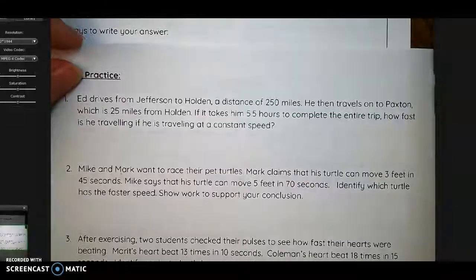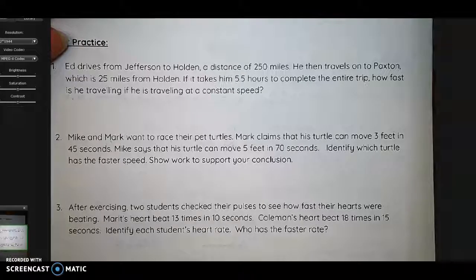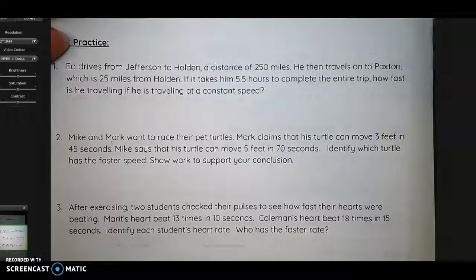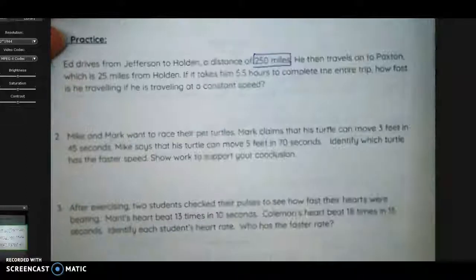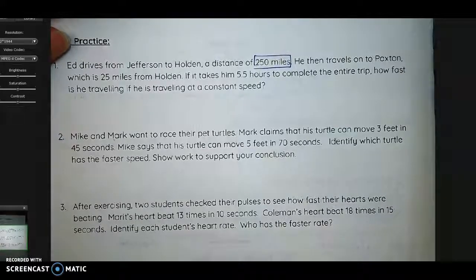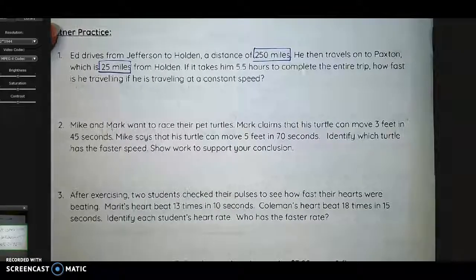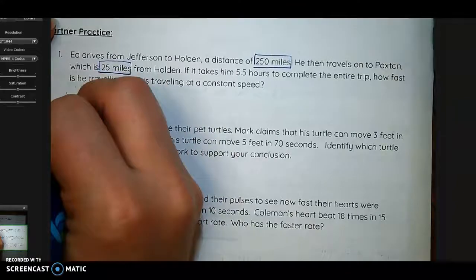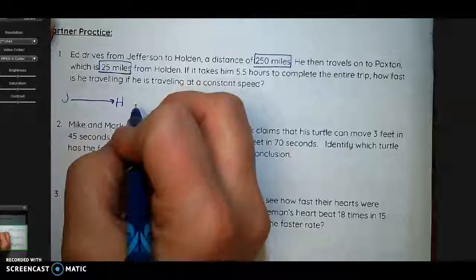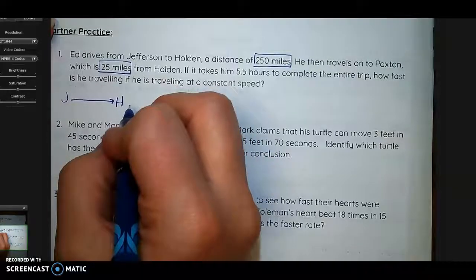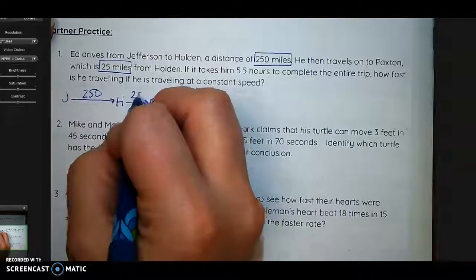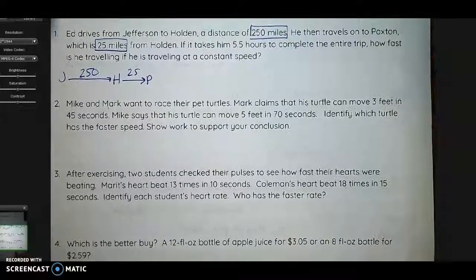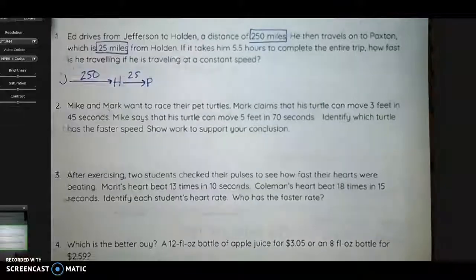Now on the back, there is some partner practice that we would like you to do. And I'm going to do just the first one. It says Ed drives from Jefferson to Holden, a distance of 250 miles. I have a feeling it's going to be important, so I'm going to put a little box around it. He then travels on to Paxton, which is 25 miles from Holden. And I'm already thinking I might draw myself a little picture here. Just because he's going from Jefferson to Holden, so that was 250 miles. And then he goes from Holden to Paxton, which is another 25 miles. And it says it takes him 5.5 hours to complete the entire trip. How fast is he traveling?